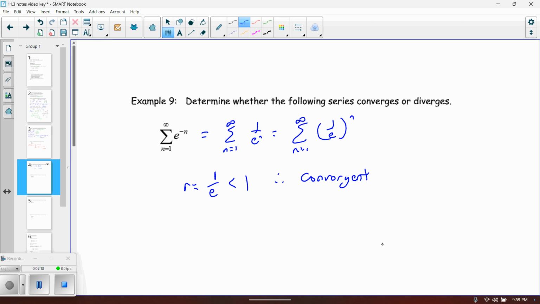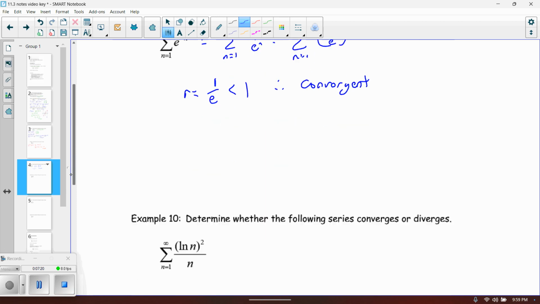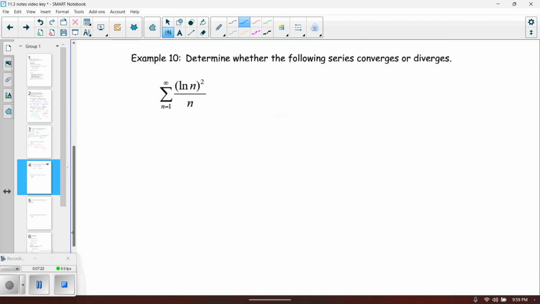Okay, will not probably be the case for the next one. Example 10, determine whether the following series converges or diverges. And by the way, on example 9, we could have found the sum. It just didn't ask us to do that. So no reason to go through with that. Determine whether the following series converges or diverges.